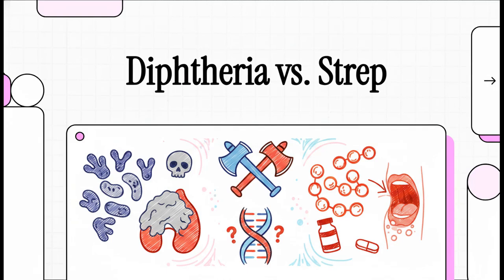Welcome to the Explainer. Today we're setting the stage for a really critical diagnostic showdown. We're looking at two pathogens that can actually look remarkably similar at first glance, but they demand entirely different approaches. We're diving deep into the clinical crossroads of diphtheria and streptococcal pharyngitis. And let me tell you, getting this wrong isn't just a simple mix-up, it is quite literally a matter of life and death. Let's jump right in.